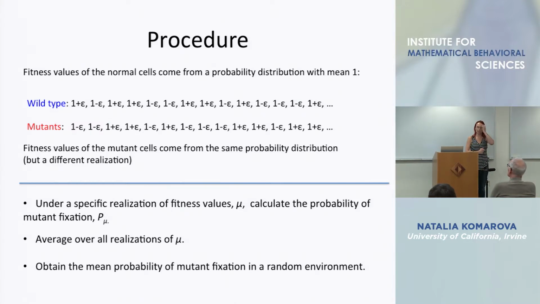I don't know if I explained it well. This is the first time I'm explaining it to anybody. The environment makes fitness values random. Mutant and normal fitness values are, say, uncorrelated, but they have the same mean, and we average over all the environments. So by doing this, I think there is no advantage to mutants, right? Because their fitness values are the same.